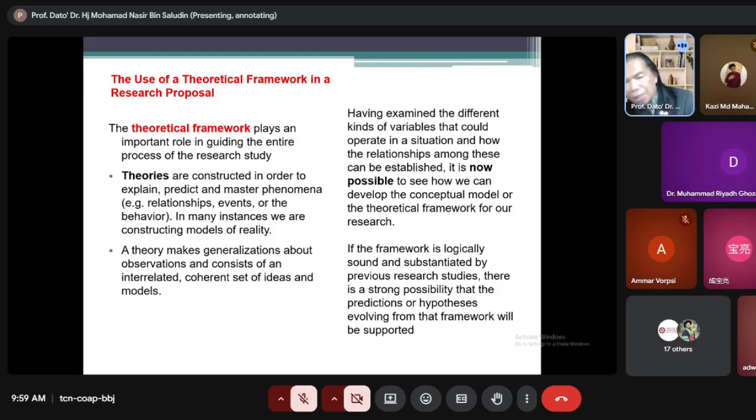If the framework is logically sound and substantiated by previous research studies, there is a strong possibility that the predictions and hypotheses evolving from the framework will be supported. That means you don't follow the previous researcher or scholar using the same research framework. You can create your own research framework or theoretical framework based on your research problem and research objective. That means you contribute to new knowledge. If you use the same theoretical framework, that means duplicating what is done already. No point. You redo the same topic.